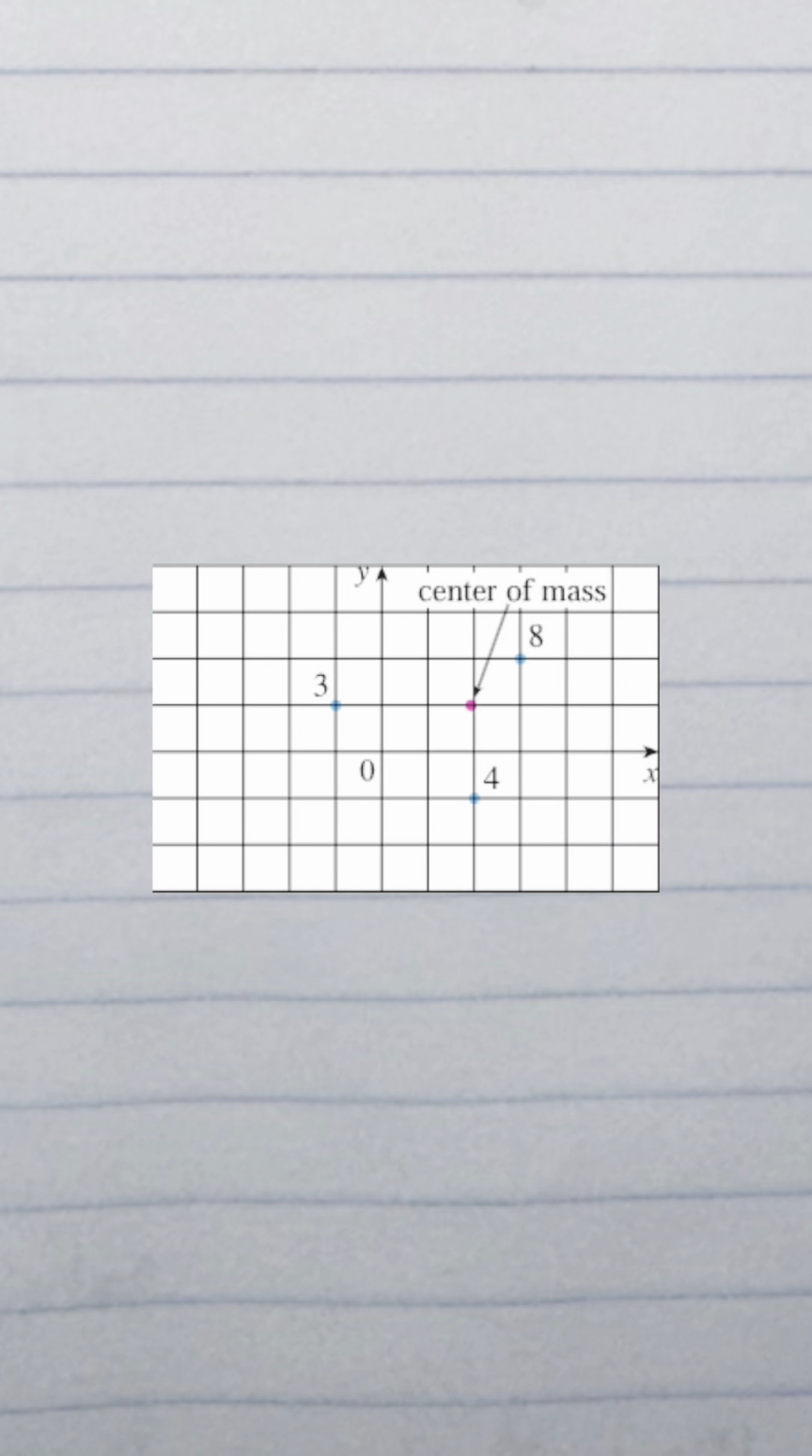Now, in a system of discrete particles, we're talking about separate masses of individual objects, each located at a specific coordinate. The position of the center of mass depends on both where the object is and how heavy it is. Heavier objects pull the center of mass closer to them, while lighter objects have less effect.